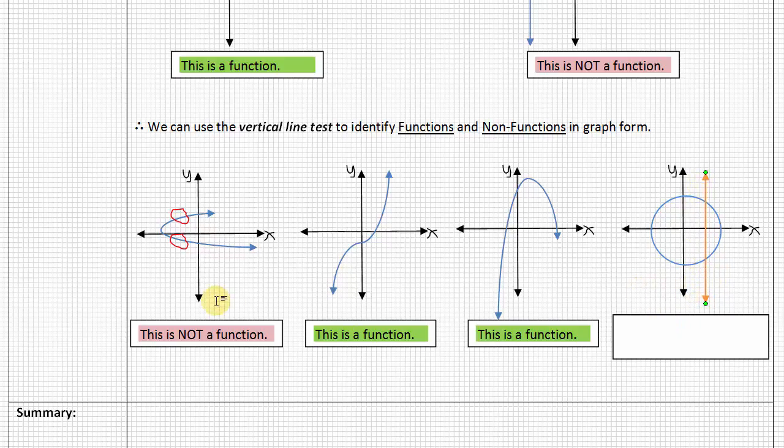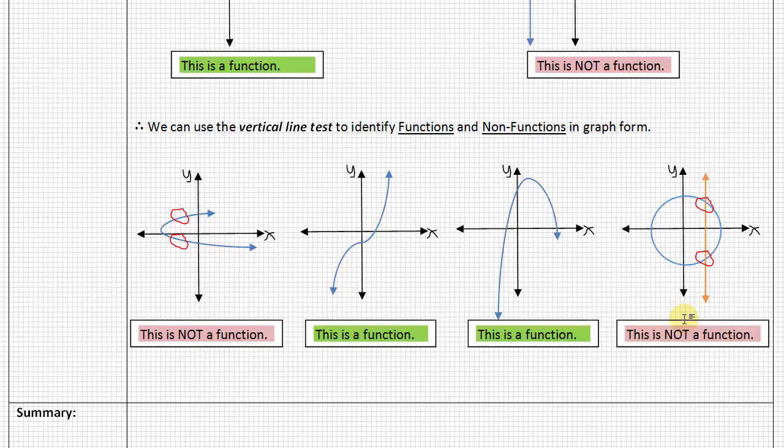So we can make a similar circle up here. So we can see here that it crosses this input value twice. And so it does not pass the vertical line test, and therefore the graph of this relationship, which is a circle, is not a function.